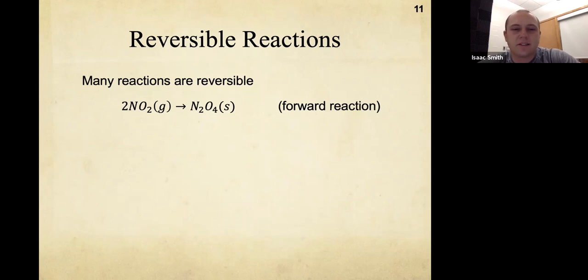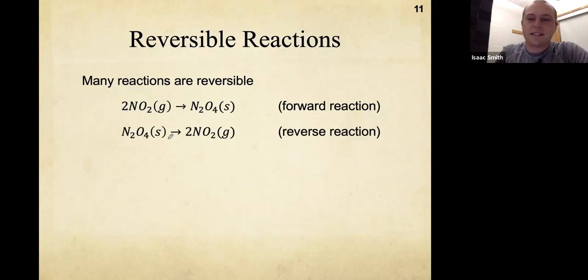So for example, take this reaction. Normally we'd see something like this, where two nitrogen dioxide molecules would combine to form a dinitrogen tetroxide molecule. And so we've always just thought, okay, you put these together, it's going to form this. Well, the reality is, at the same time that you're forming this, some of the dinitrogen tetroxide is going to be splitting back up into nitrogen dioxide molecules.